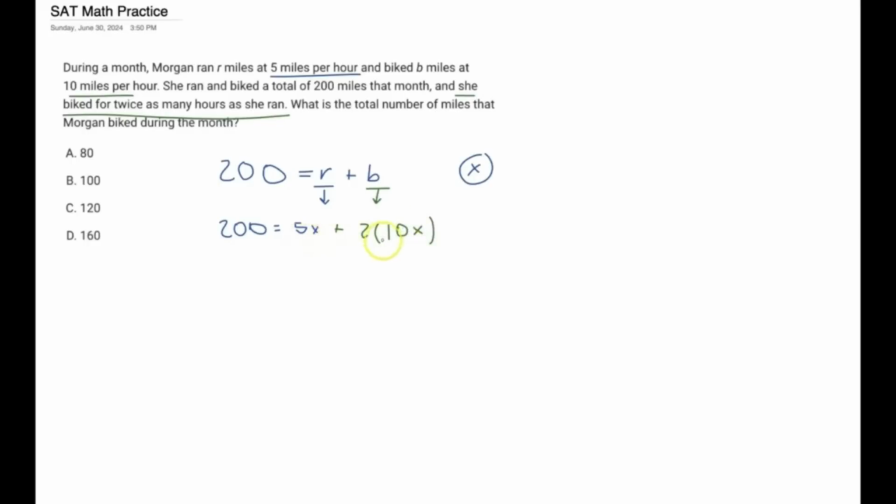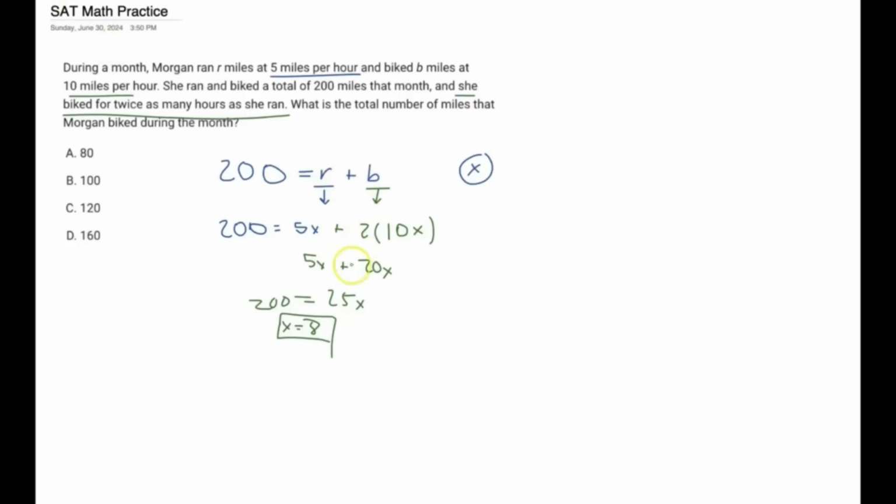So watch what happens. We have 5x plus 2 times 10x. So this becomes 20x. And this is 5x. So this becomes 25x equals 200, right? And so if we solve for x here, we get 8. So 8 doesn't really have a meaning in this problem, but if we plug this in to each of our rates, we can actually find the answer.